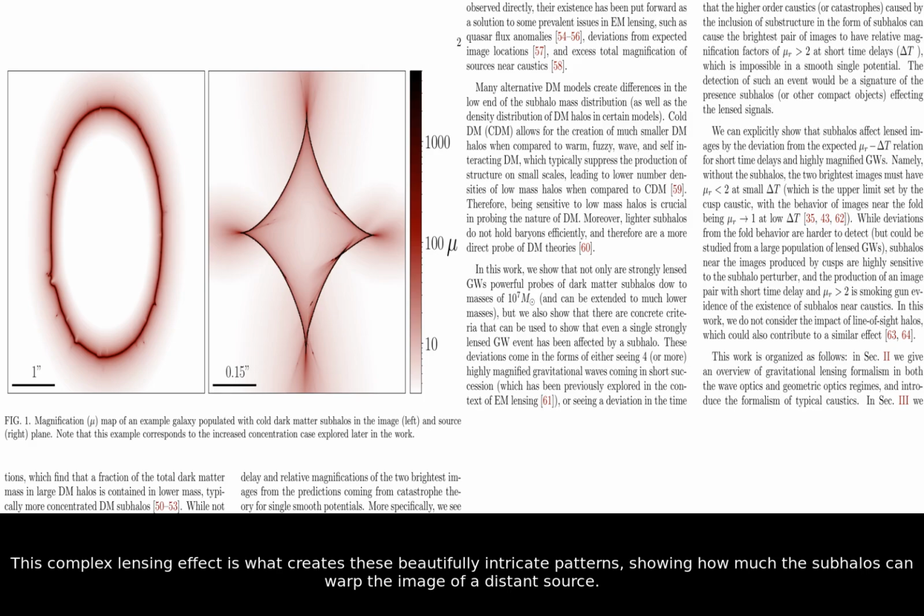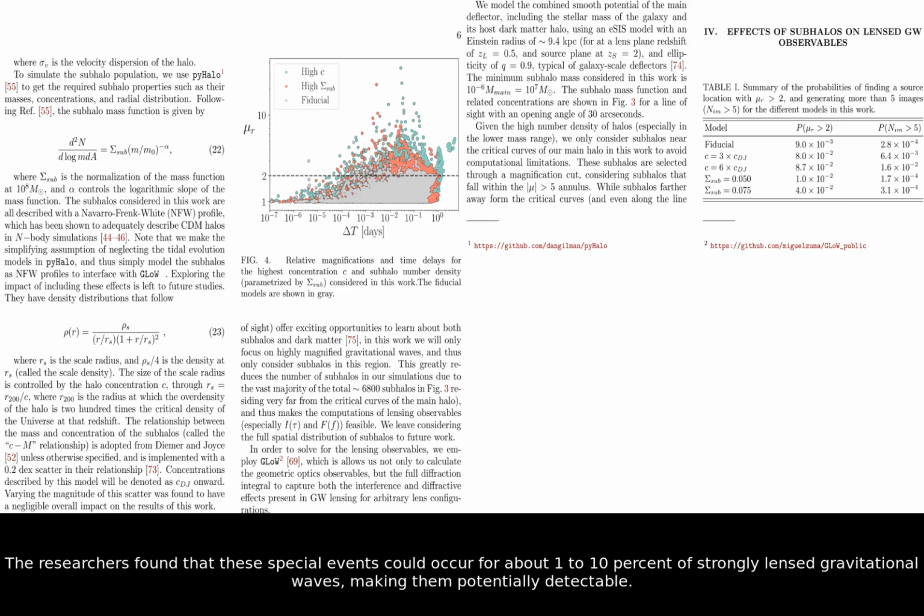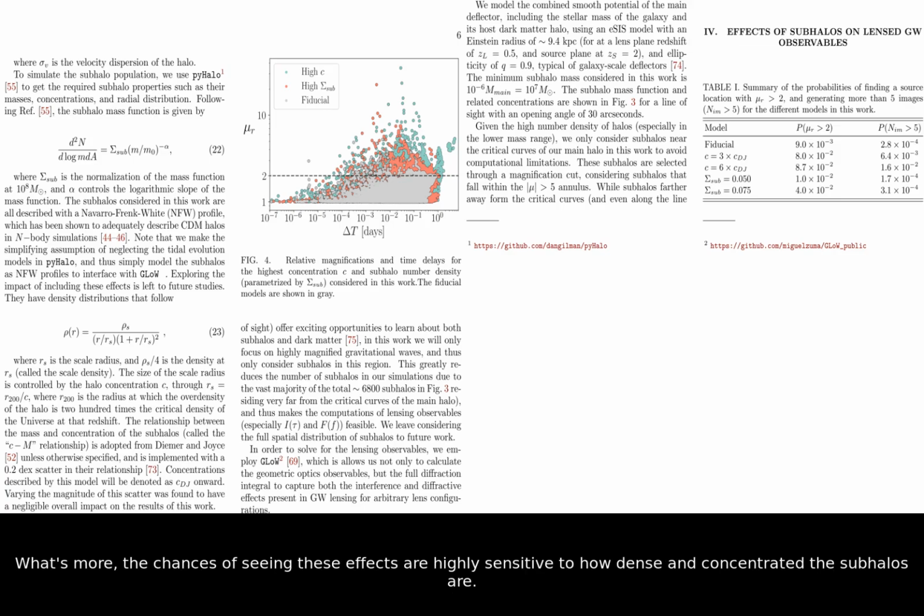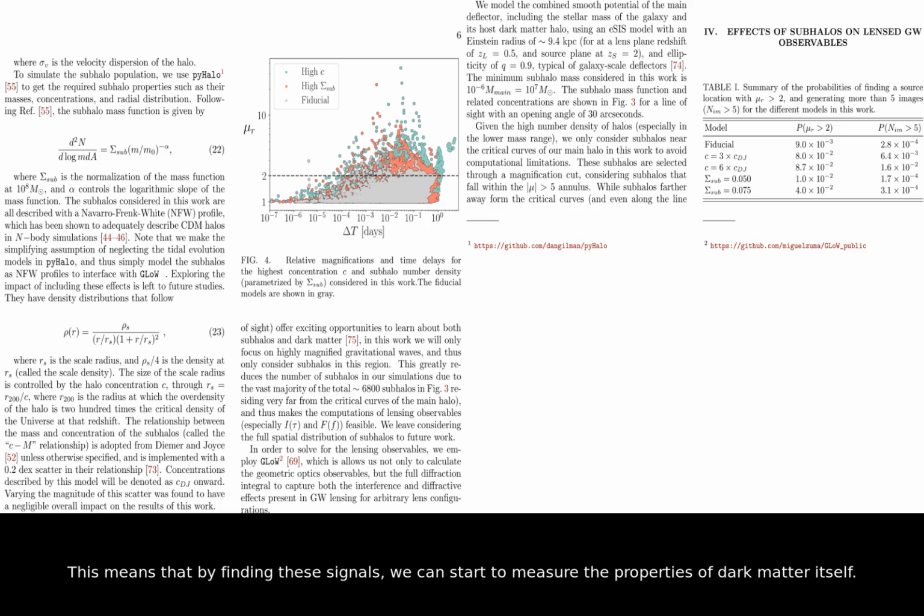This complex lensing effect is what creates these beautifully intricate patterns, showing how much the subhalos can warp the image of a distant source. The researchers found that these special events could occur for about 1 to 10% of strongly lensed gravitational waves, making them potentially detectable. What's more, the chances of seeing these effects are highly sensitive to how dense and concentrated the subhalos are. This means that by finding these signals, we can start to measure the properties of dark matter itself.